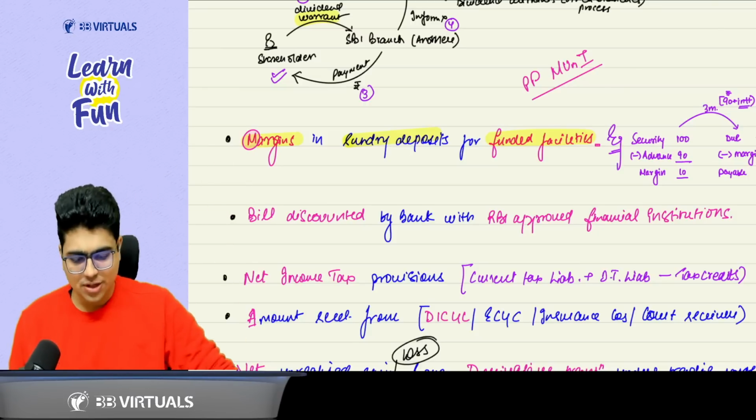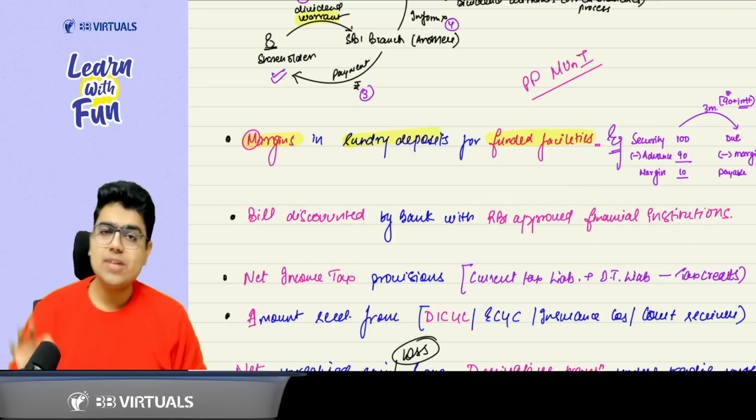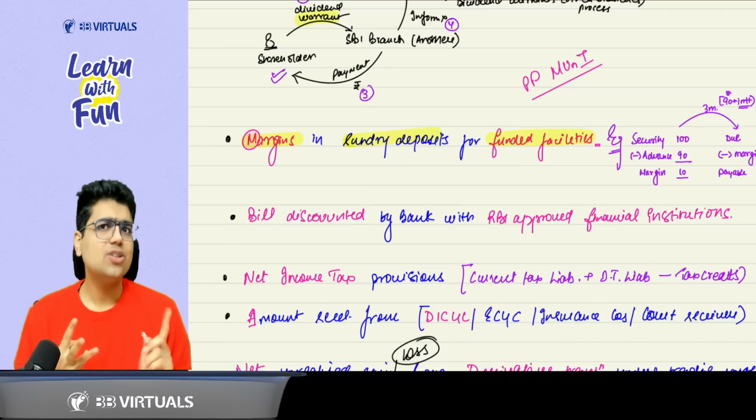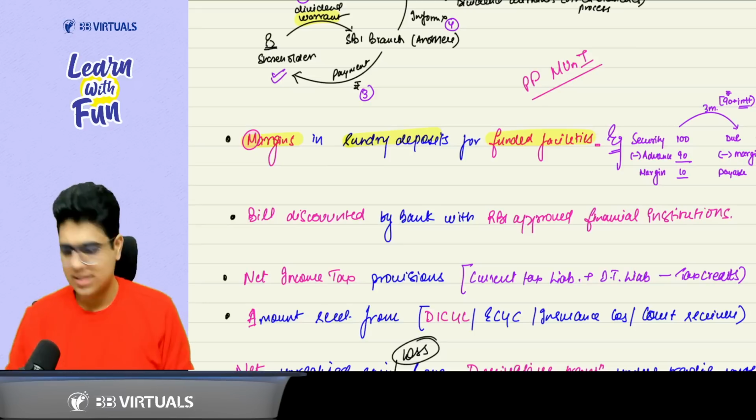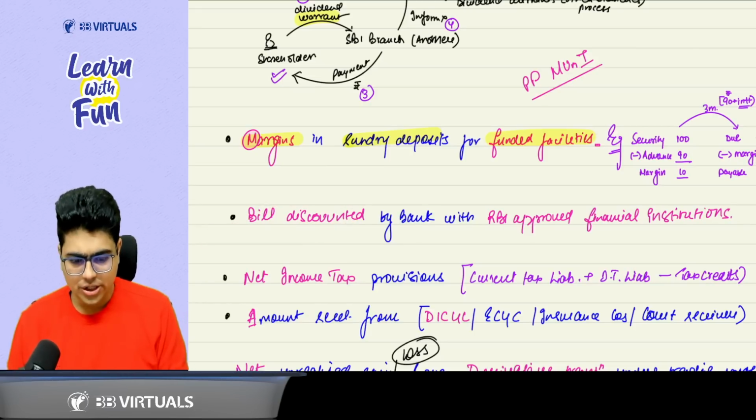So it says if you have got a bill discounted by an RBI approved financial institution, tell me one thing, is it a demand and time liability? Answer is no. It is neither a current account, neither a saving account, neither your fixed deposit. So again, this will be excluded. This will be excluded in this case. Got it or not?